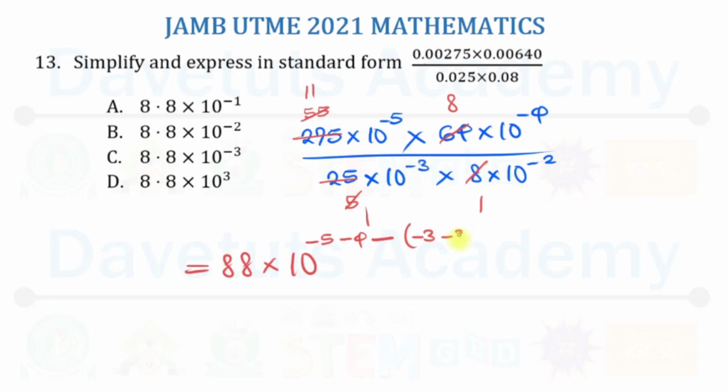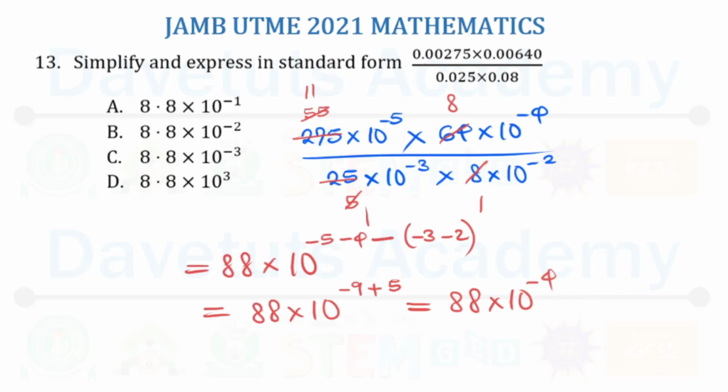Then again, minus 2. So I can just have this as 88 times 10 raised to power minus 5 minus 4 is minus 9. Minus 3 minus 2 is minus 5. But this negative sign will multiply that minus 5 to become plus. So I have plus 5. So I have this as 88 times 10 raised to power minus 4.